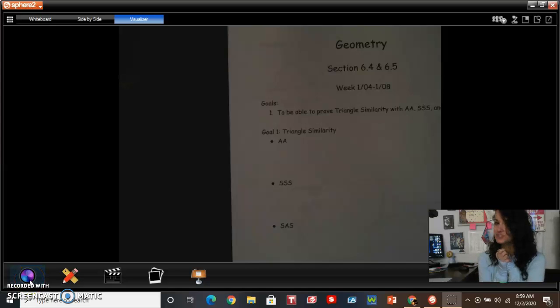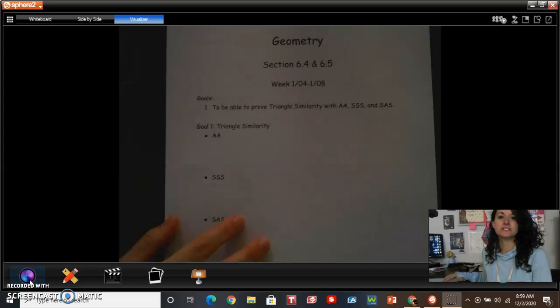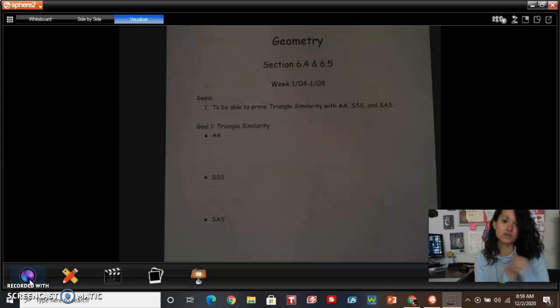It is officially the year 2021, and we are going to start with 6.4 and 6.5 today. So there's literally one goal, and it's to be able to prove triangle similarity using angle-angle, side-side-side, and side-angle-side. A lot of this sounds familiar because we've used all these abbreviations before, but with triangle congruency. Now we're going to be talking about triangle similarity.